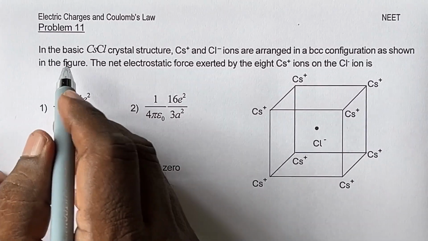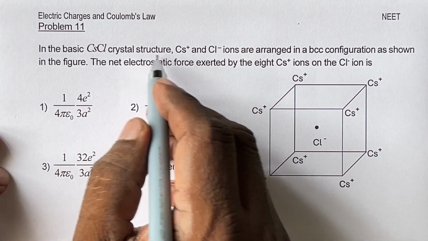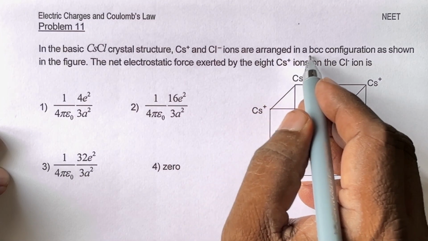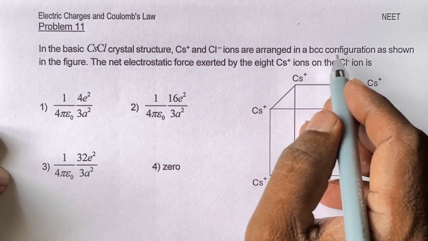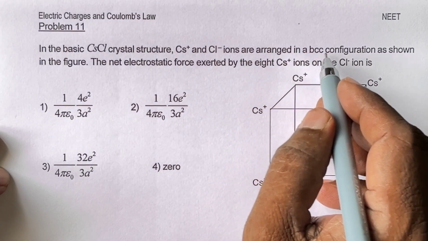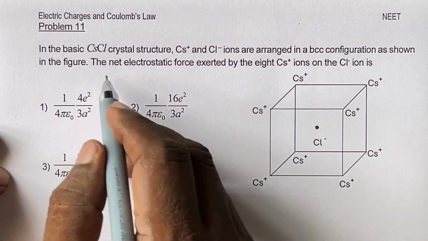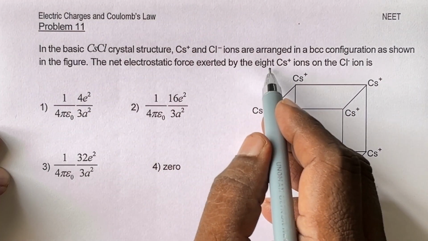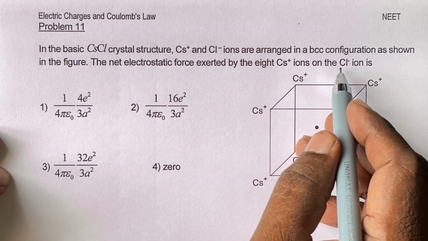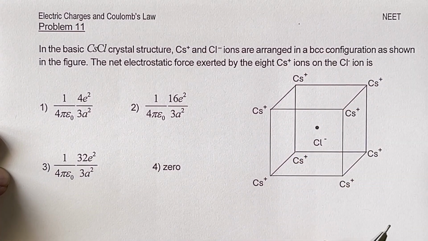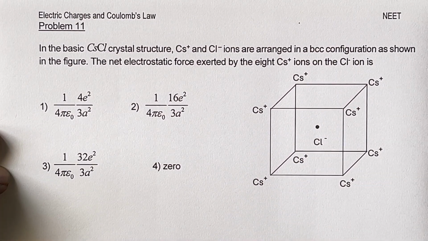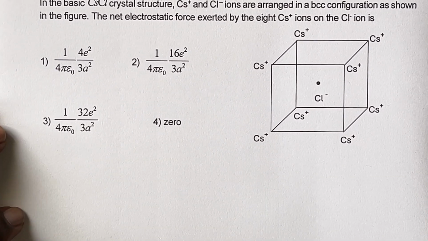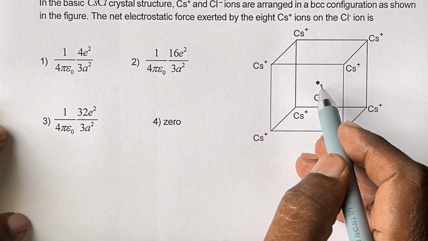In this problem, in the basic CsCl crystal structure, Cs plus and Cl minus ions are arranged in a BCC configuration, body centered cubic configuration, as shown in the figure. The net electrostatic force exerted by the 8 Cs plus ions on the Cl minus ion is asked. See, this is a BCC structure. So at the center, chlorine will be there.